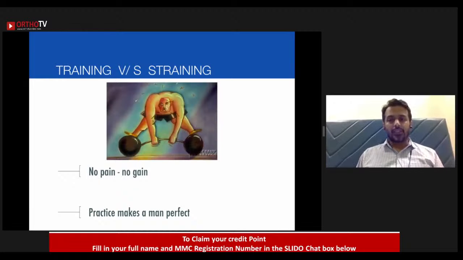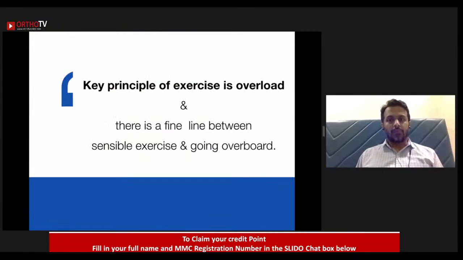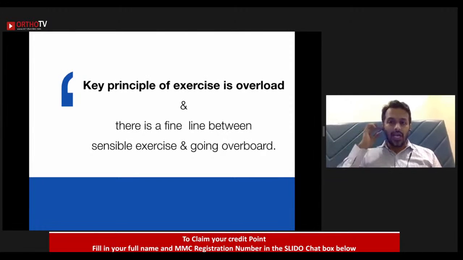Training versus overtraining is something that you need to emphasize. The old dictum that no pain, no gain does not always stand true, and you need to practice correct posture, as practice makes a man and a woman perfect. So a key principle of exercise is overload, but there is a fine line between sensible exercises and going overboard. So that needs to be emphasized by you and your rehab team.